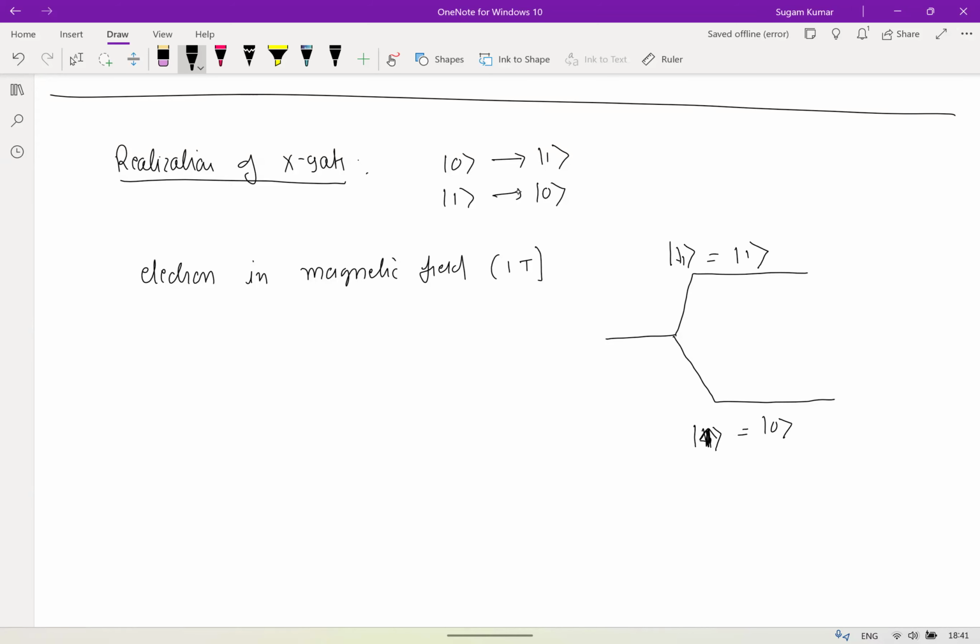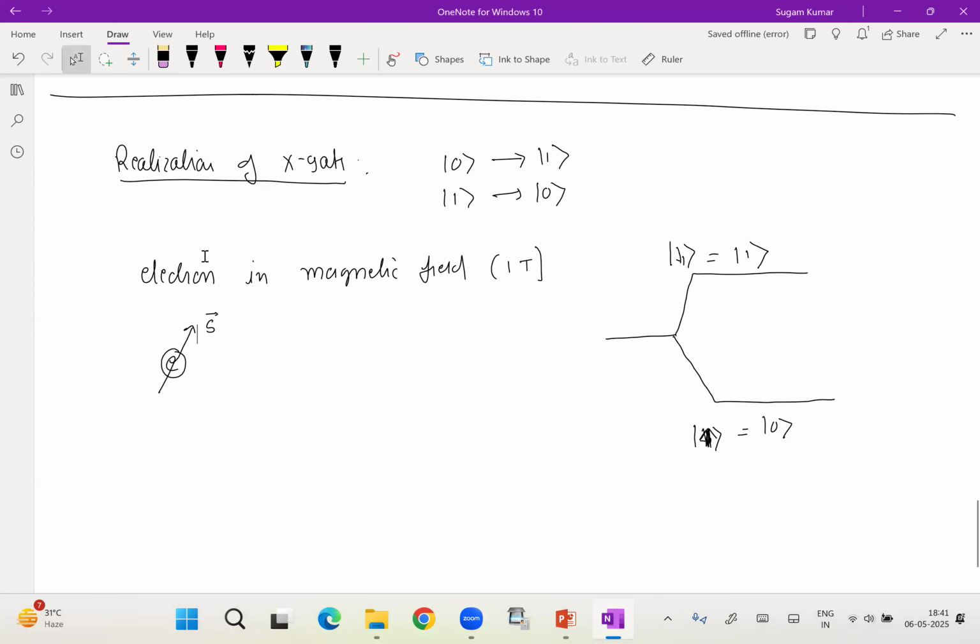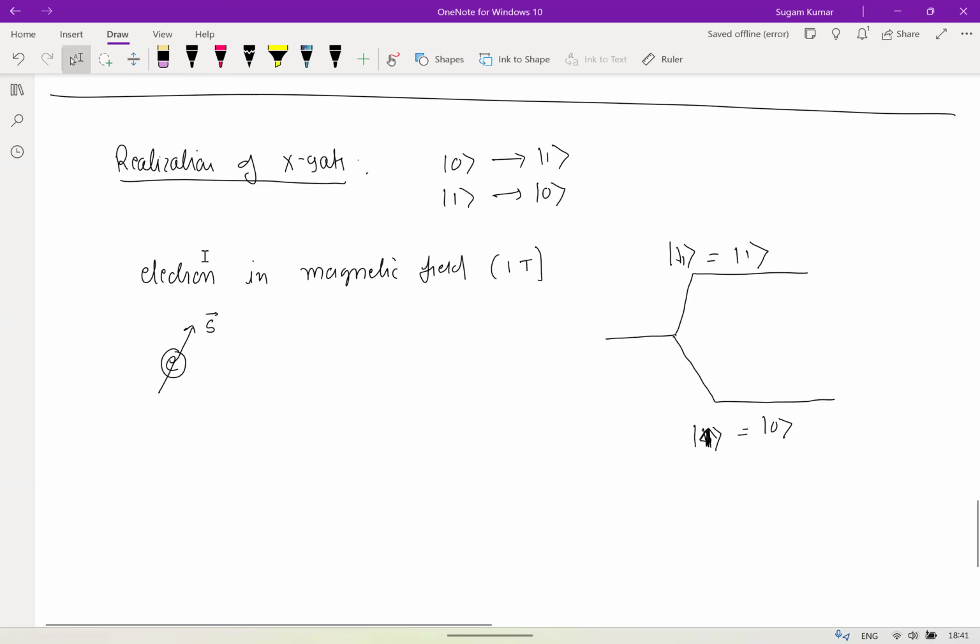So you see what happens? This electron has a spin, a magnetic moment. Would it be better to call it an atom in a magnetic field rather than an electron in a magnetic field?